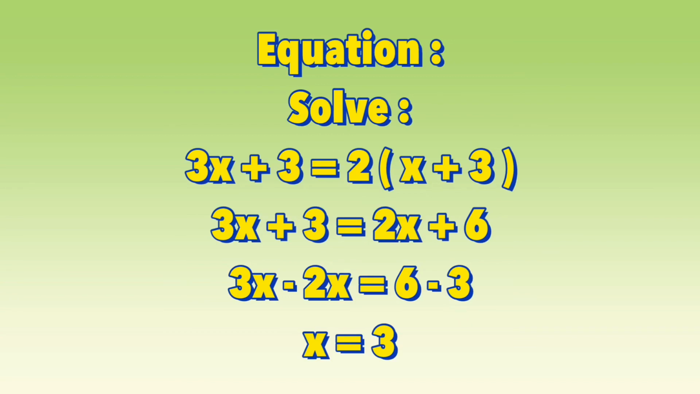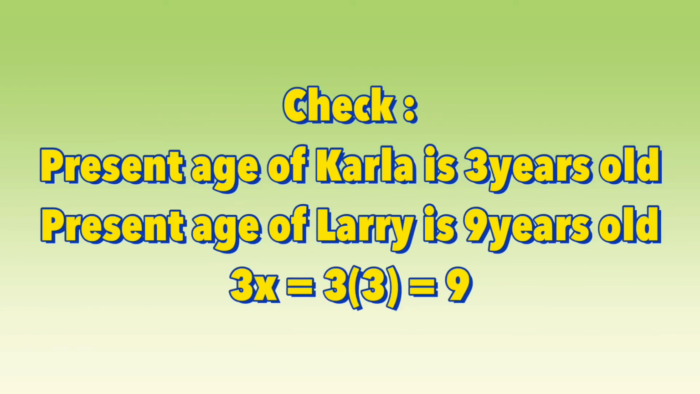If we check, the present age of Carla is 3 years old, and the present age of Larry is 9 years old. It came from 3x, so the value of x is 3. 3 times 3 equals 9.